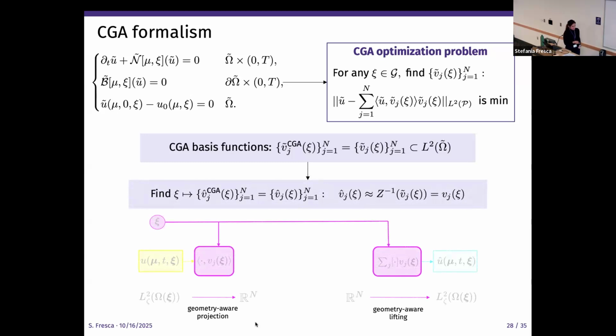But there is a tricky point here. This collection here is usually not available in a closed form. So we decide to model it by means of neural networks. The goal of this neural network is to provide a geometry-aware, finite-dimensional representation of the infinite-dimensional solution field by optimizing as a loss function the cost functional of the CGA optimization problem.